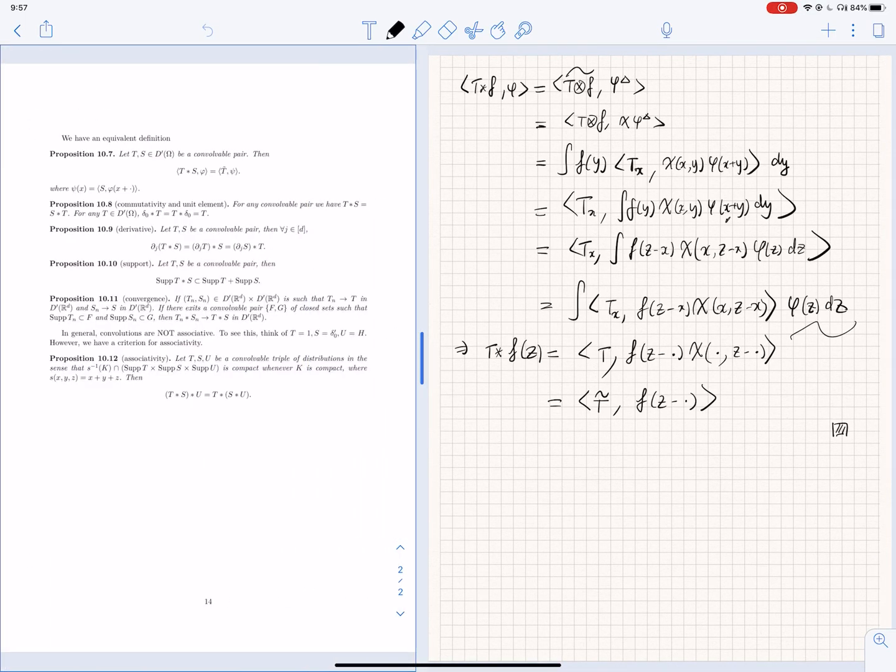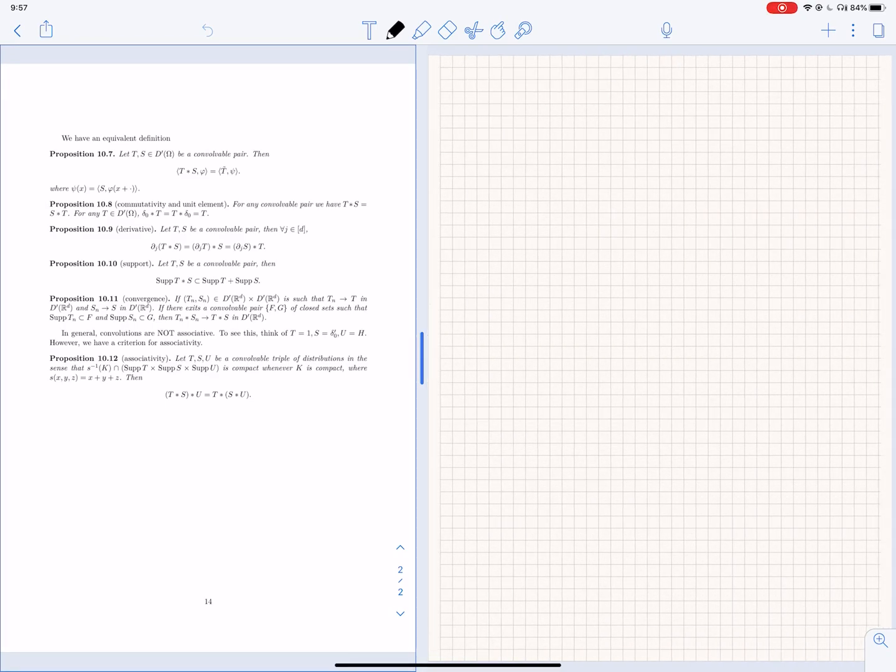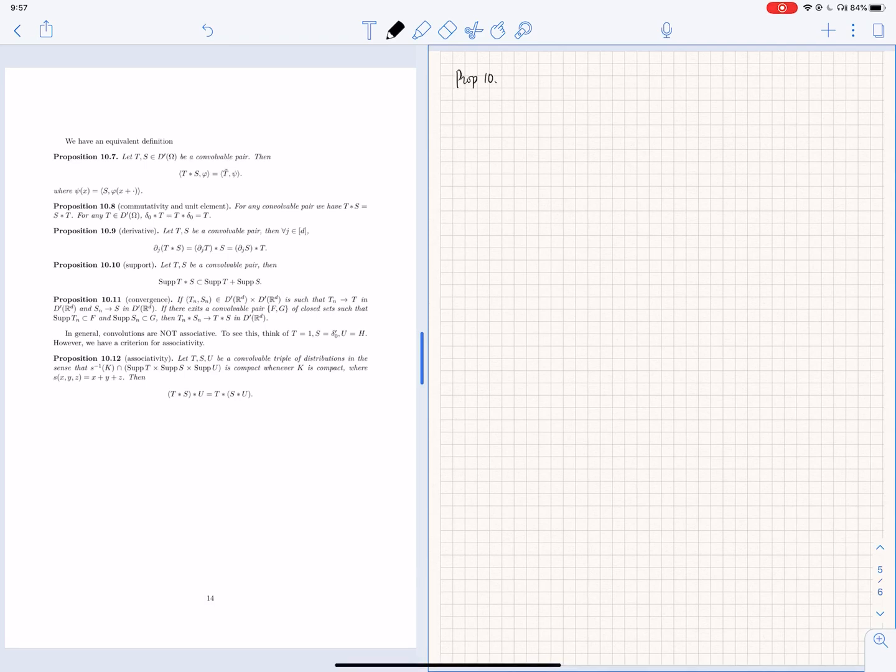Okay, so next page. So we have an equivalent definition or another formula for the convolution. Let's see how we can do this. Proposition 10.7. So we consider a convolvable pair, then we give another formula for that convolution.